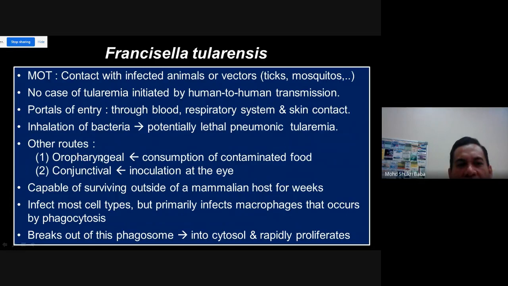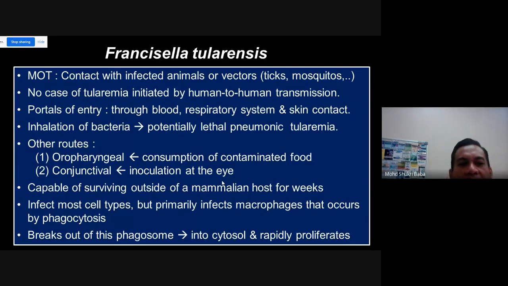Other routes might be oropharyngeal, caused by consumption of contaminated food, and also conjunctival, caused by inoculation at the eye. Okay, so dia boleh berlaku kalau masuk melalui mata juga. Alright. And then capable of surviving outside of the mammal host for weeks and infect most cell types, but primarily infect macrophage that occurs by phagocytosis.